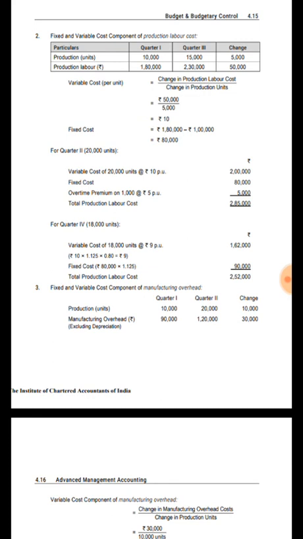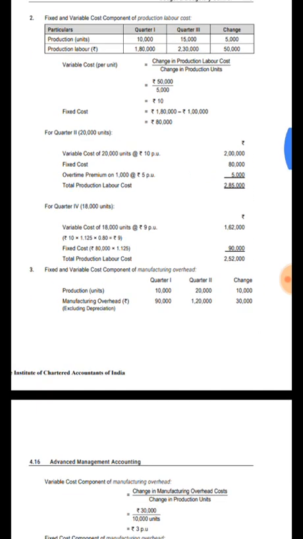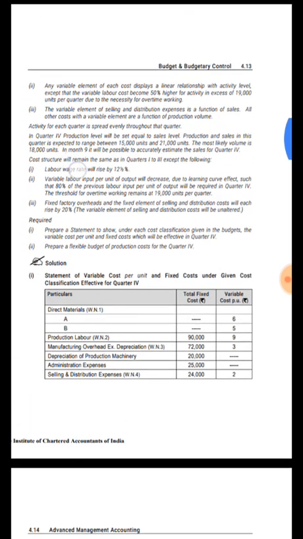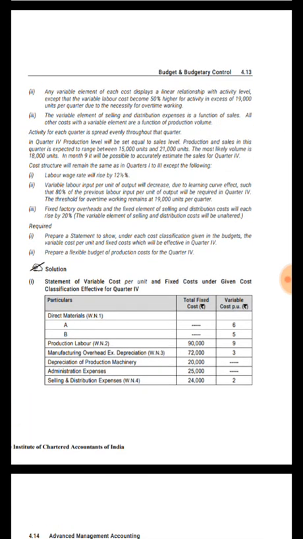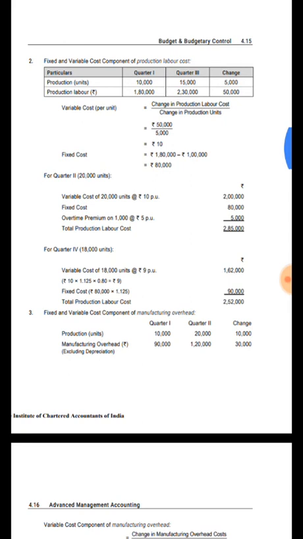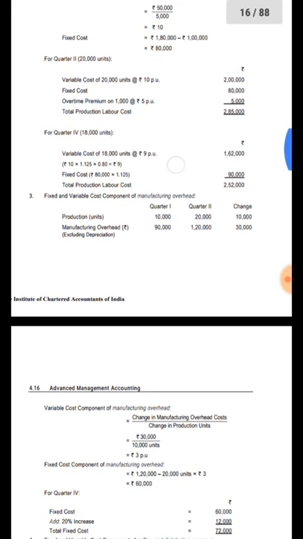Okay, how much was the fixed cost? 80,000. That will also increase by 12.5%, because they said the labor wage rate will rise by 12.5%, and that labor wage rate includes the fixed portion as well as the variable portion, and both portions are increasing. So the fixed portion also increases to 90,000. Total is 2,52,000 for quarter 4.